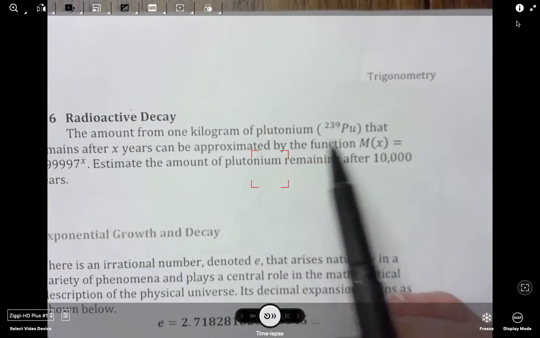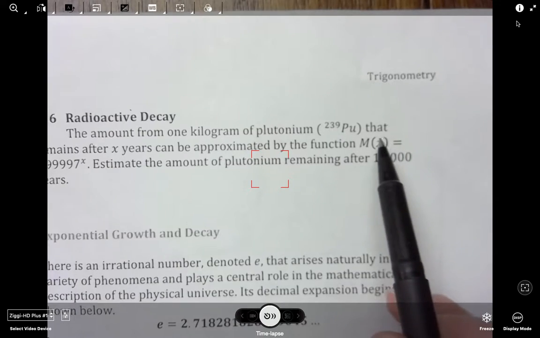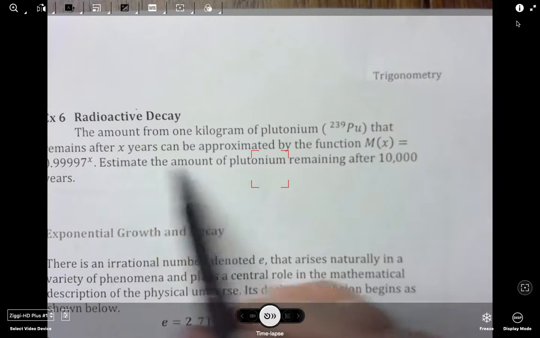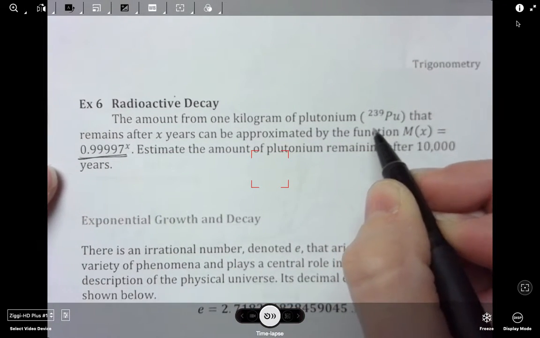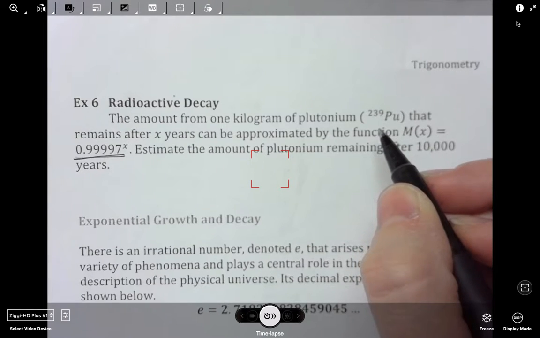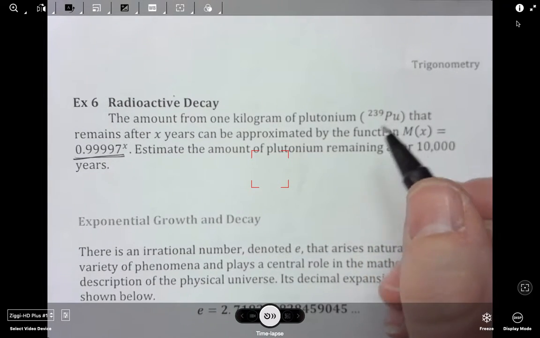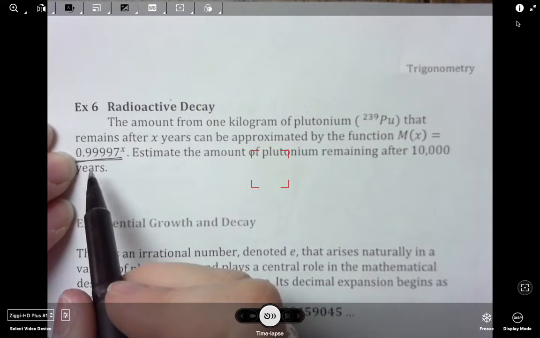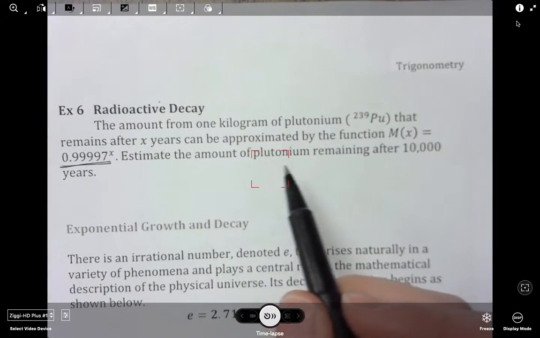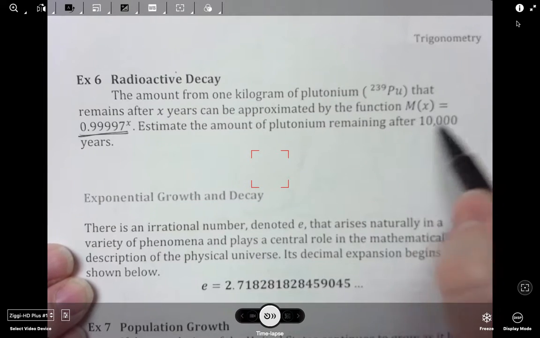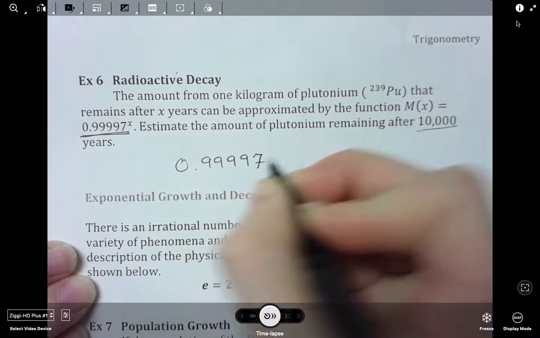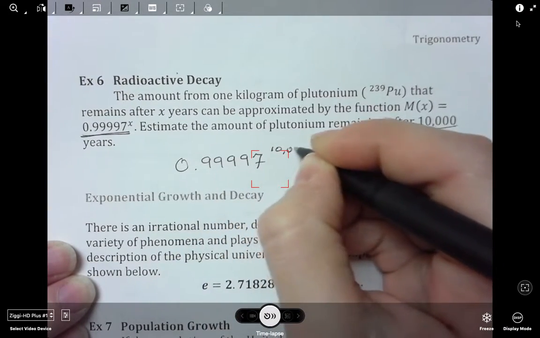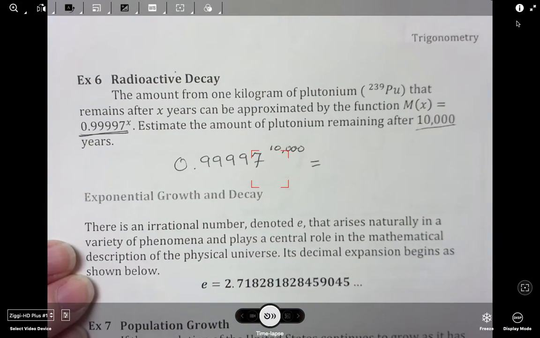Okay, a couple more. The amount from 1 kilogram of plutonium that remains after x years can be approximated by this function. Okay, plutonium is like radiation. Plutonium is going to decay after a certain period of time. So estimate the amount of plutonium remaining after 10,000 years. This is another one you're just going to plug in. 10,000. So plug that in, get an answer, go.